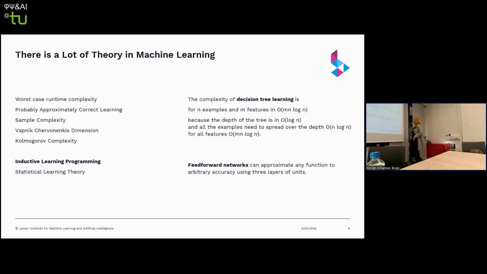Then for feed-forward networks, we can say that they are very expressive. They can approximate any function to arbitrary accuracy using 3 layers of units. So that is a very powerful mechanism.